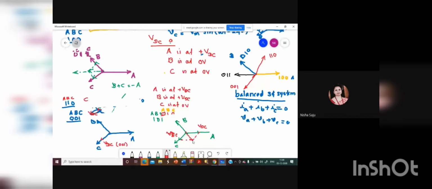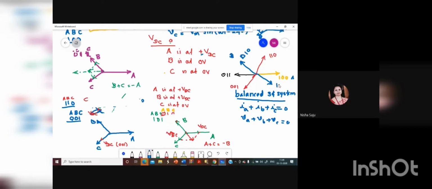So here you will be getting just the reverse of B. Why? Because A plus C for a balanced system is equal to minus B. So you will be getting the resultant vector along the negative direction. So you can draw here, this is your B, and this B vector you can draw like this. So this will be representing your 1, 0, 1.